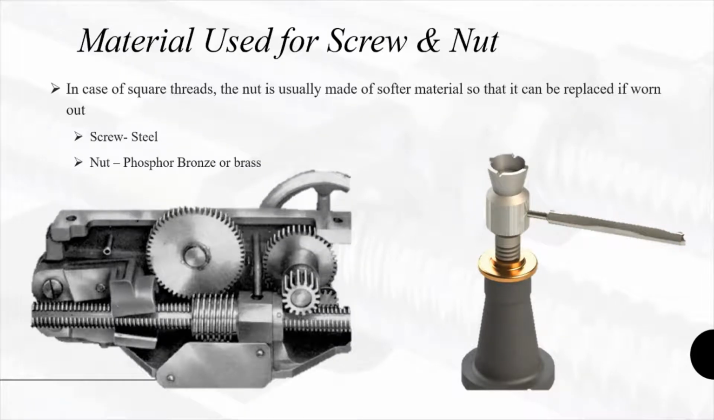Now the material used for screw and nut. Generally the material used for the nut is softer than the screw so that we get less replacement cost in case of maintenance. For the screw, steel is used, and phosphor bronze or brass, which is softer than steel, is used for the nut.